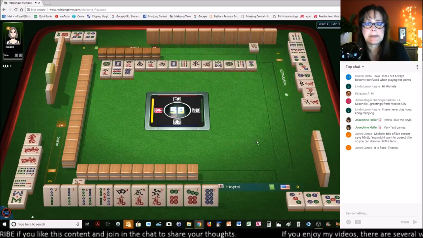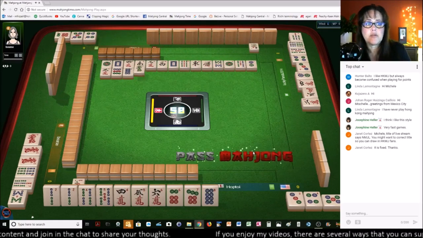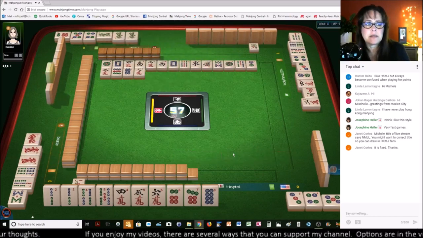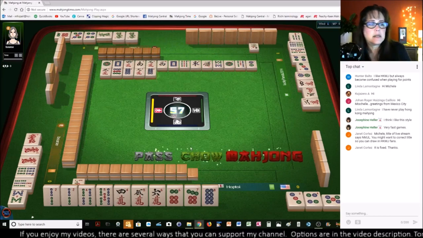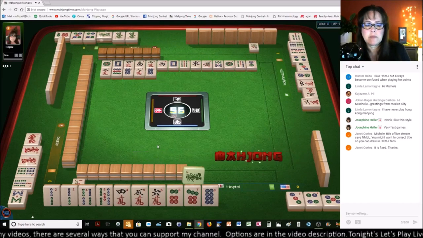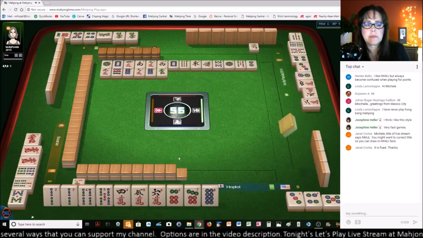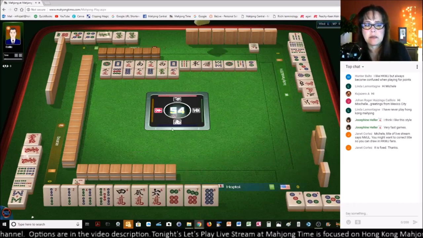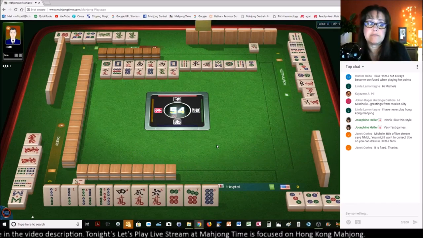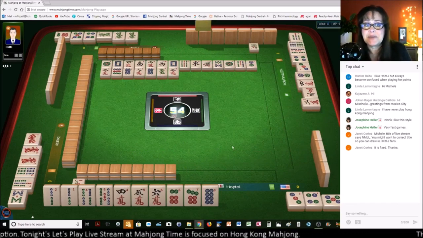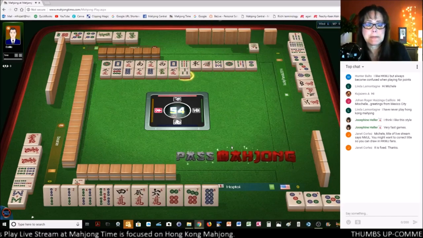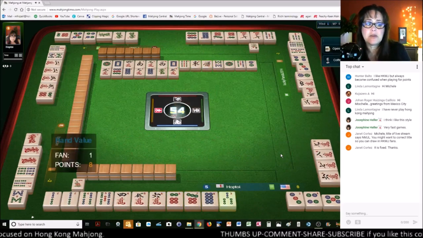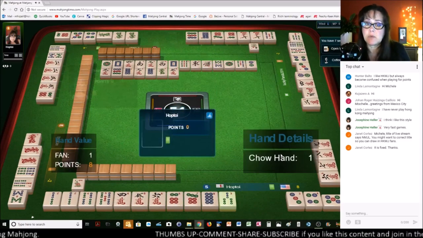Eight dots. I'm hoping they're not buried in the wall somewhere. Nine characters. Eight dots. Nope. Green dragon. We need a 3-bam or a 6-bam to win. Five. And this would be an all chow hand. One fawn. Any win is a good win. Three bamboo. Oh, there it is. Mahjong. So it's going to be low score, but it's a win.